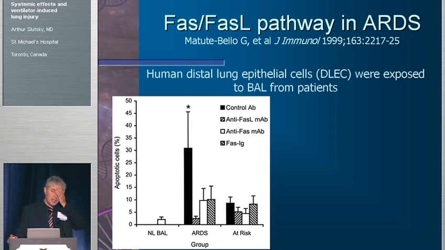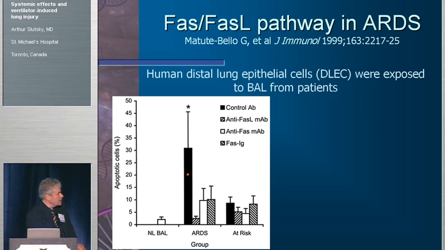Is this important in ARDS? Well, we don't know for sure, but there's some data. This is from the Seattle group. This is data from patients with ARDS. You can see here on the bottom left, on the y-axis, apoptotic cells. What these investigators did was take a human cell line, distal epithelial cells, and expose them to bronchoalveolar lavage from patients. And the patients were either patients with ARDS or patients at risk.